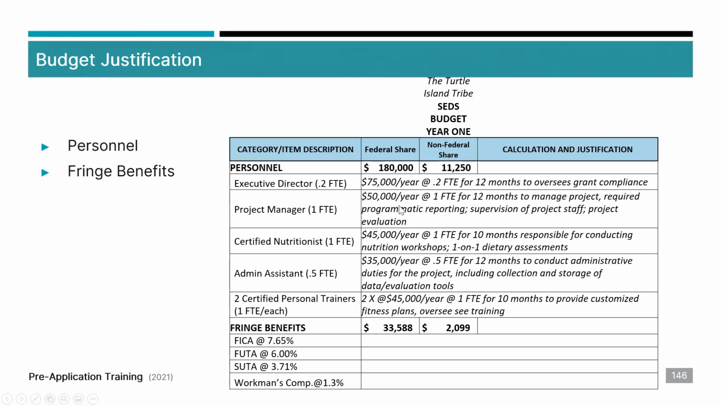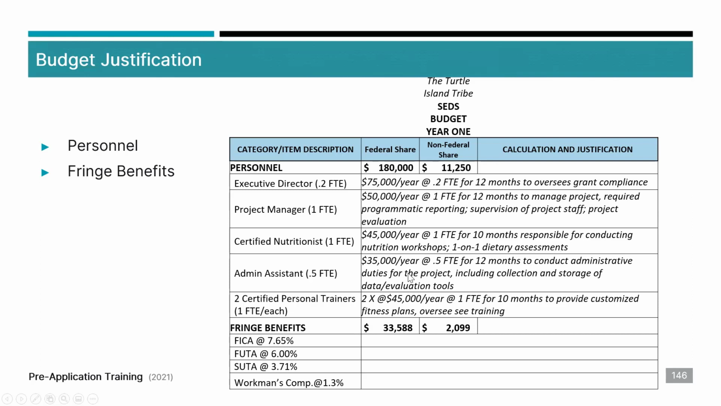The project manager makes $50,000 a year. They're already on board, so they're starting for 12 months at 1 FTE, and then you give a breakdown that they're required to manage the project, do the programmatic reporting, supervising of staff, and project evaluation. The nutritionist, same thing. They're starting at $45,000 a year for 1 FTE, but they were hired 2 months into the project, so they're requesting 10 months salary for the first year. Then you give a breakdown of their responsibilities.